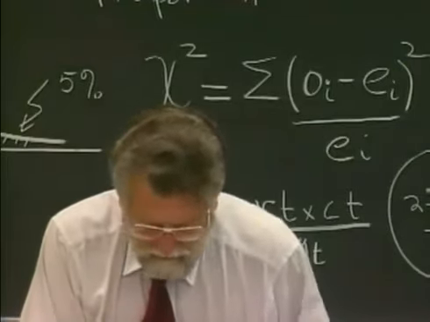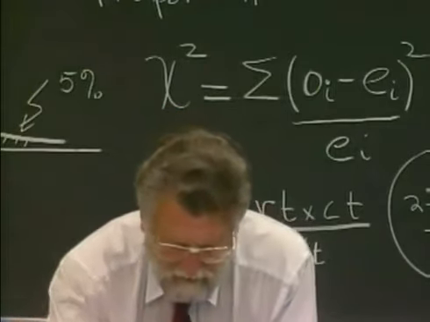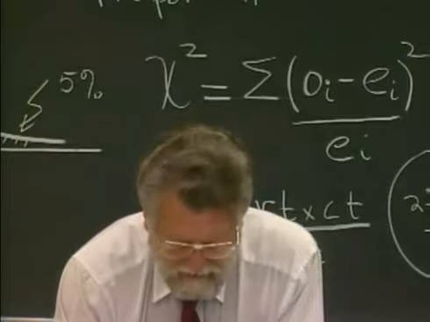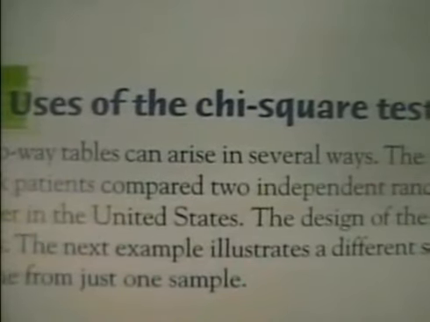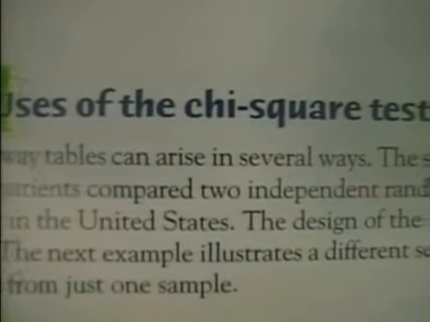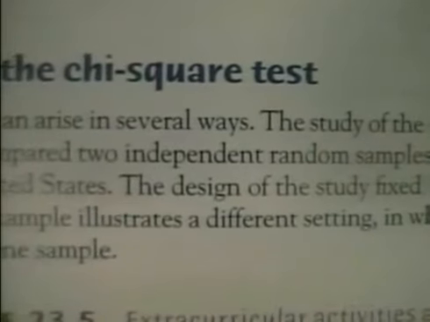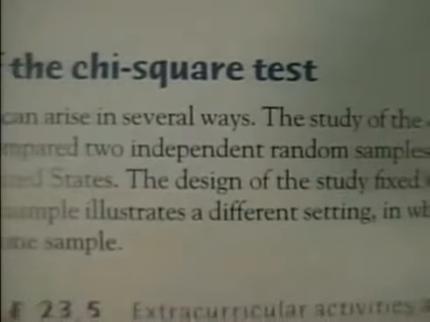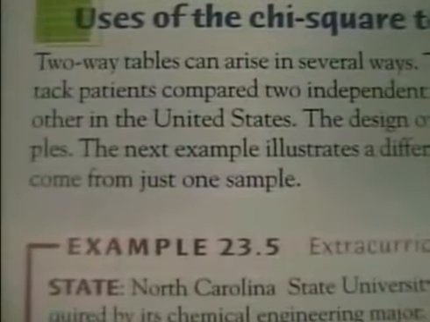I know it's somewhere in the region of 560, where he talks about the uses. There it is. Okay, this is on page 560. And he comments two-way tables can arise in several ways. And we talk about, let's see, as we come down here, this is where all the data comes from just one sample.